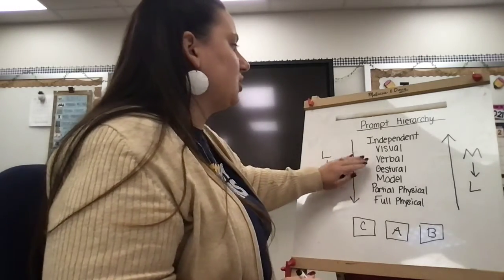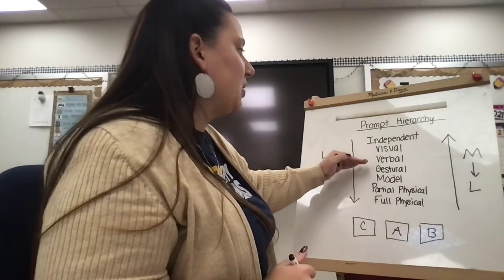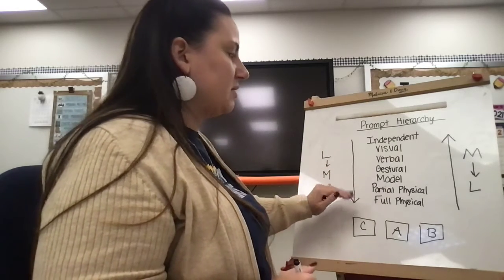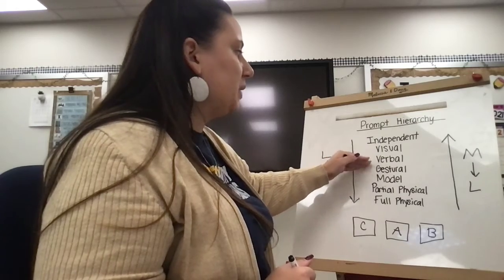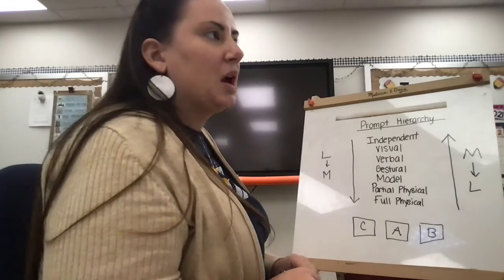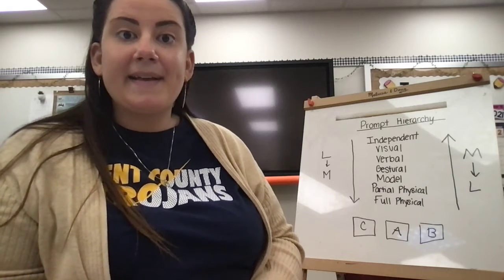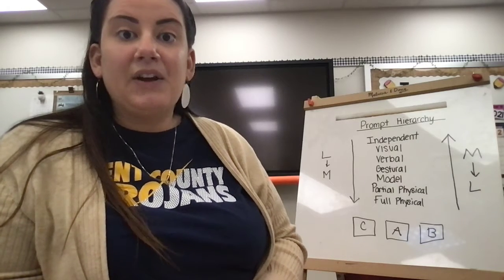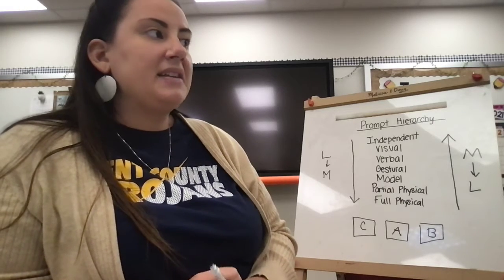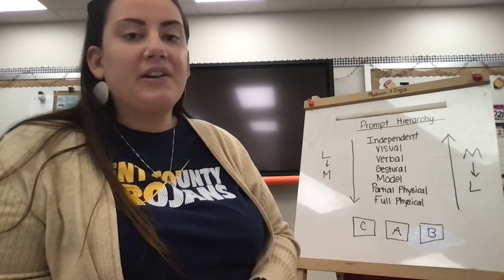Underneath a visual prompt is a verbal prompt. A verbal prompt is one more step down our ladder, one more step closer to the most restrictive, the most intrusive prompts. A verbal prompt could be a few different things. It could be if I give the direction, pick up the letter A, and then I say, pick up the letter A again, that could count as a verbal prompt. So say it takes me 4 times to say the direction. I said, pick up the letter A 4 times.